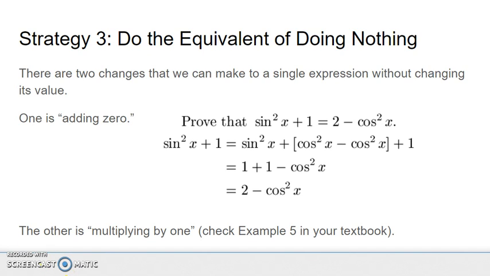Also, the other one we could do is just multiply by 1. I don't really want to get into that in the interest of time, but you can check example 5 in the textbook. It's actually pretty good. It does a pretty good job of explaining what that's all about.